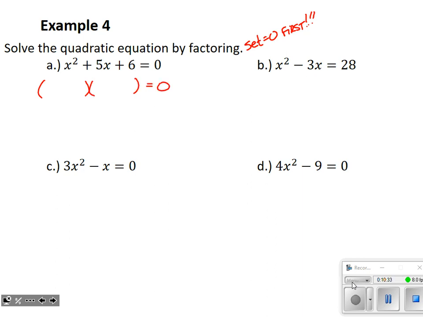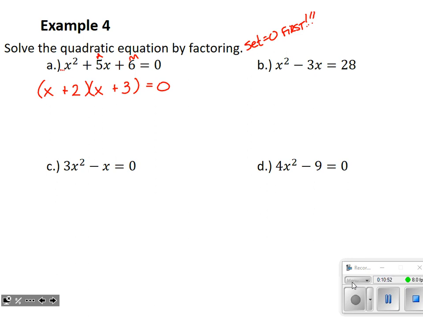So let's set our factors equal to 0. I know that since it has a leading coefficient 1, it's just going to be 1x times 1x to lead off those factors. What multiplies to be a positive 6 yet adds up to be a positive 5? I know those magic numbers are positive 2 and positive 3.